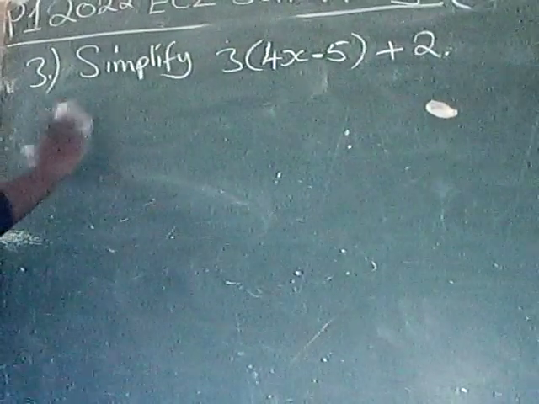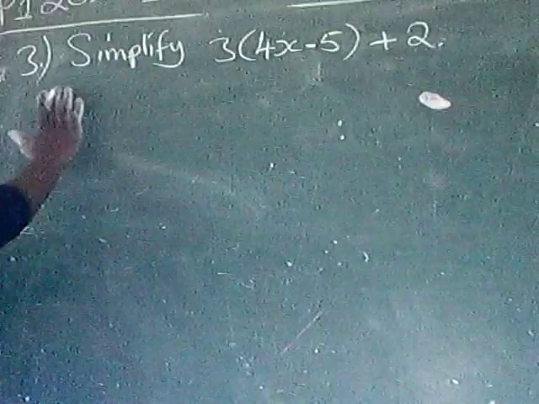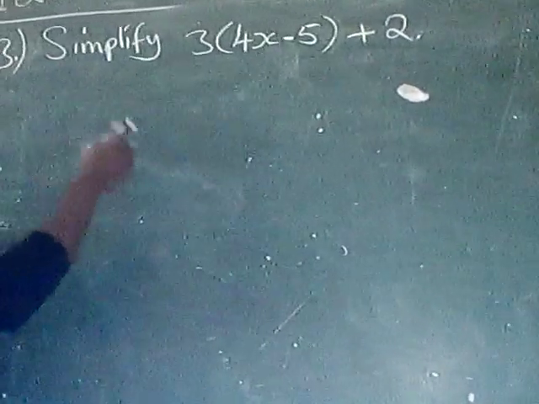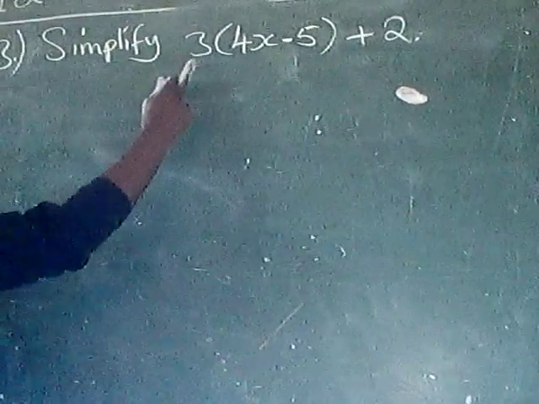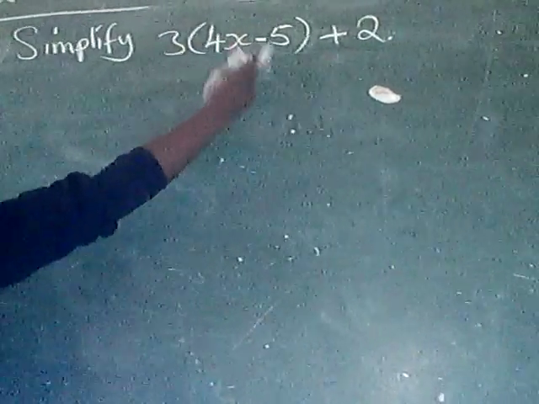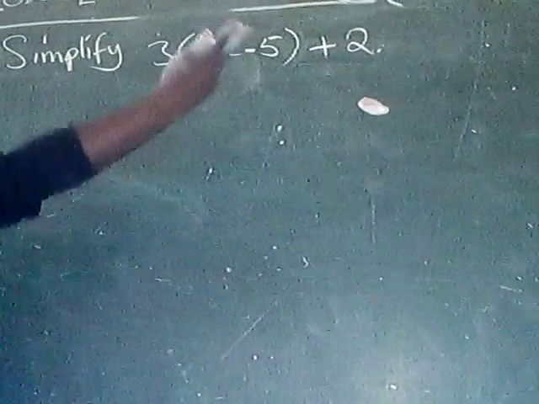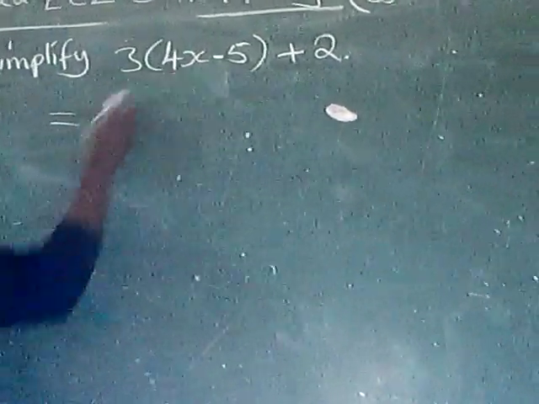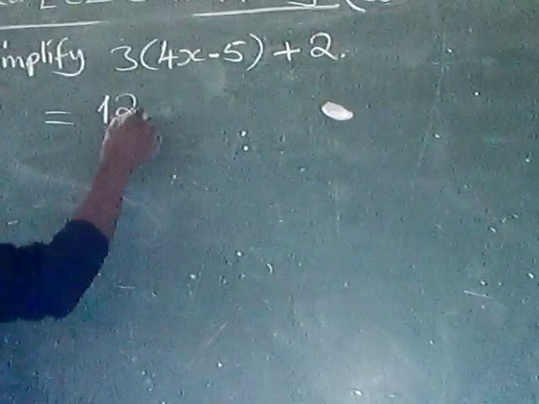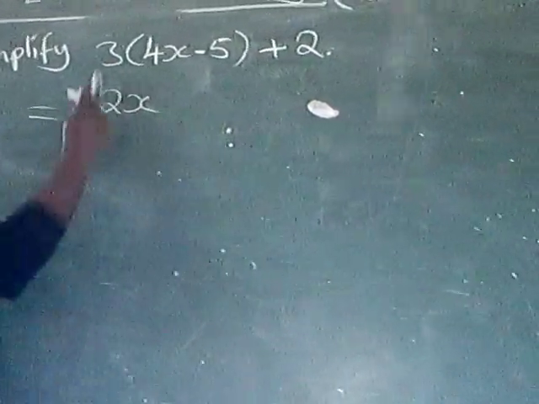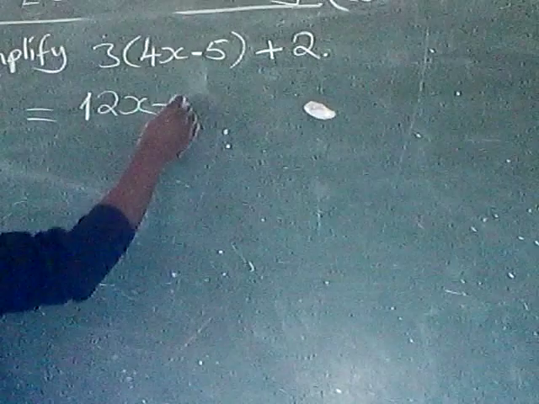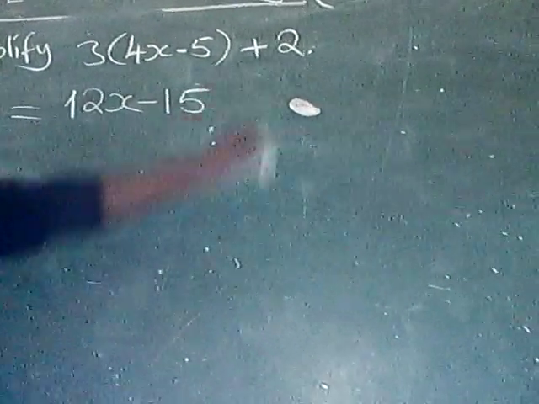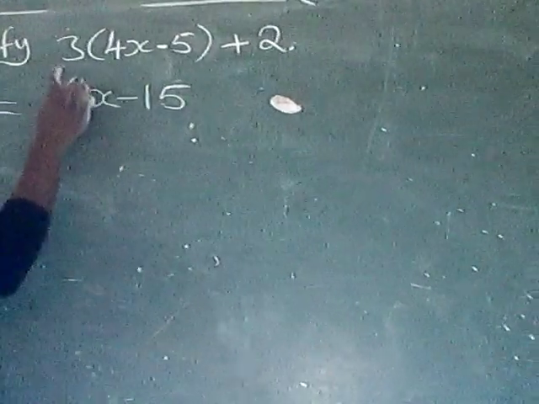What is involved in simplifying? It is distributing. We're going to distribute. By distributing, I mean we're going to multiply this 3 times each inside, after which we group the like terms. So let's go. 3 by 4x is 12x. 3 times negative 5 is negative 15. Then we are done now here.